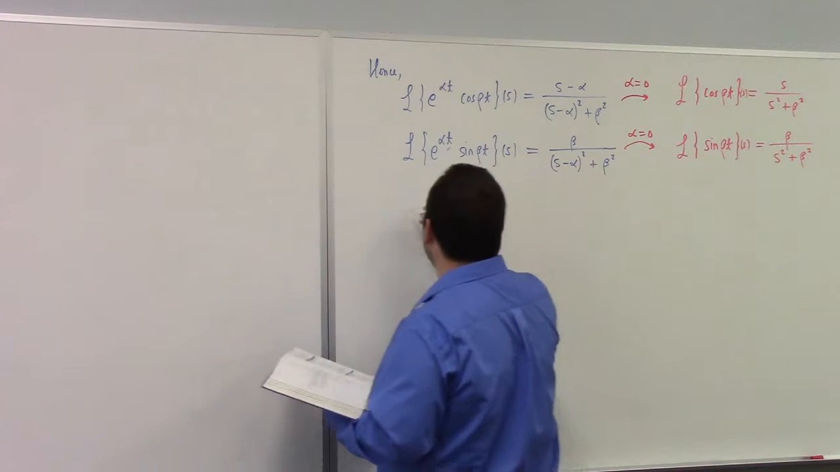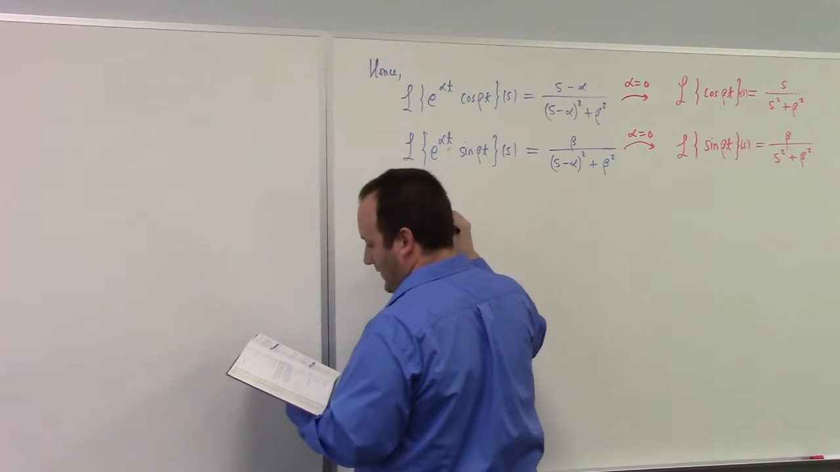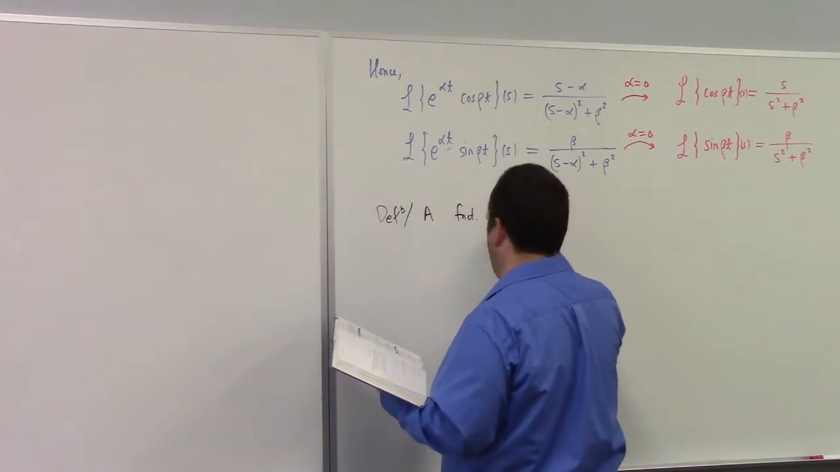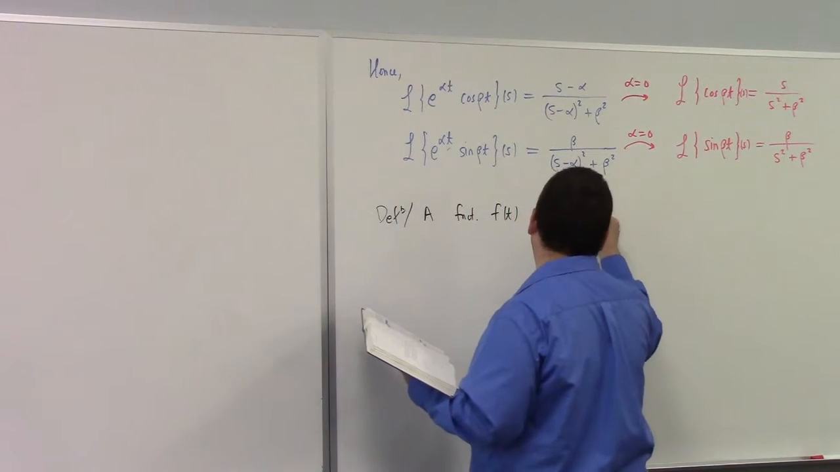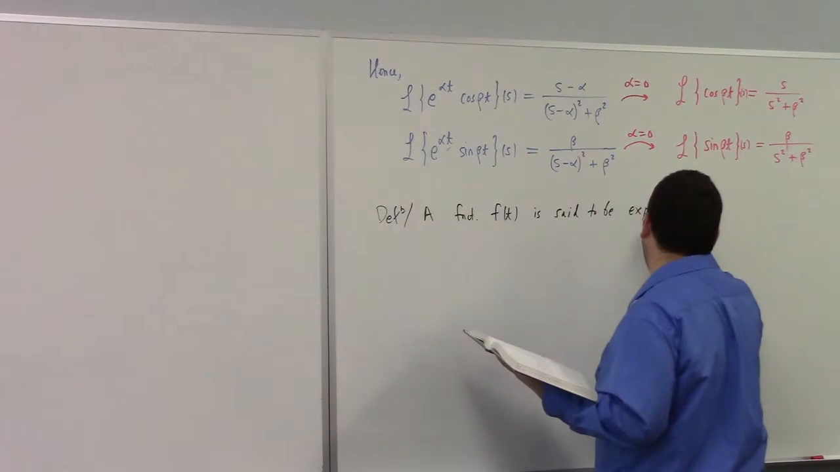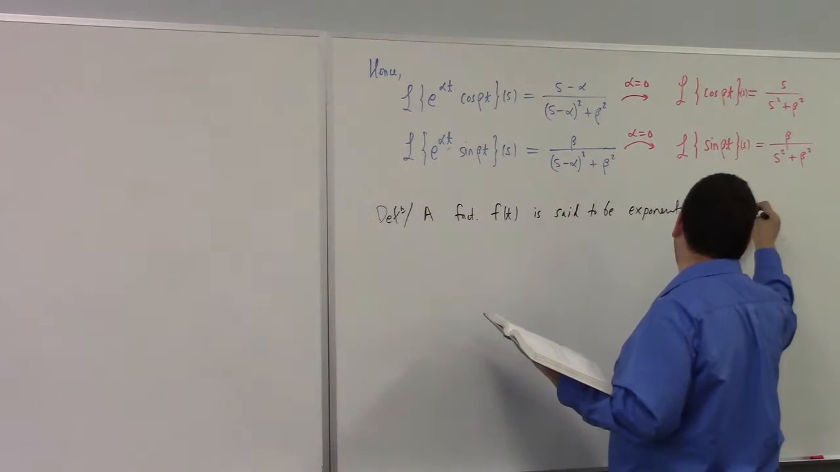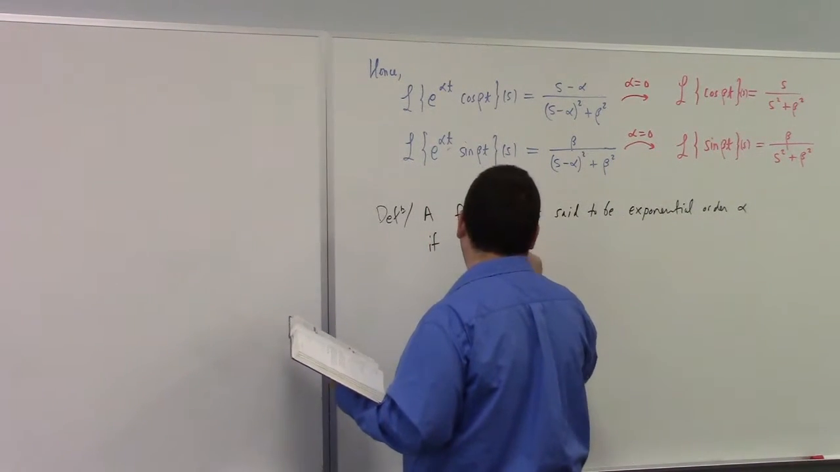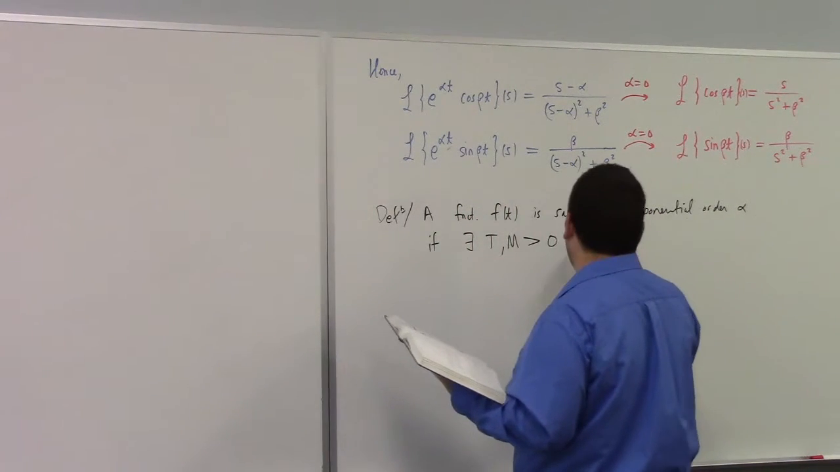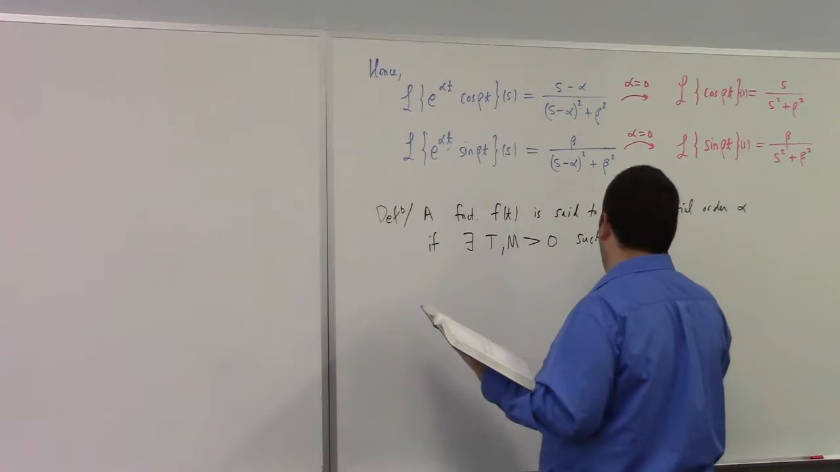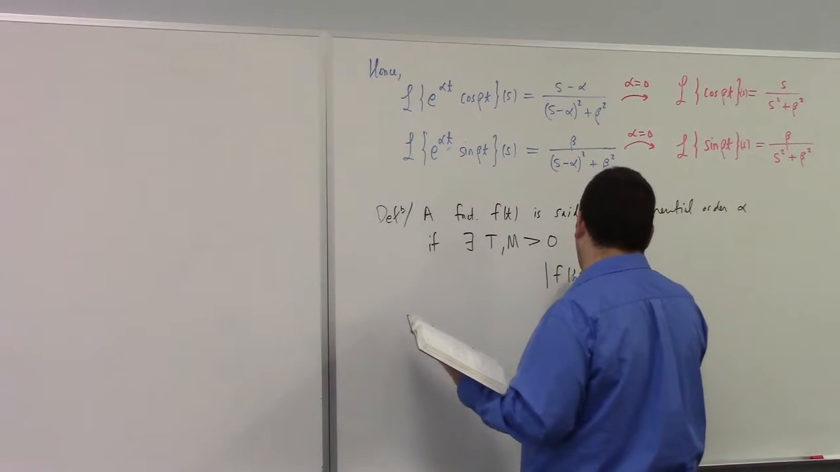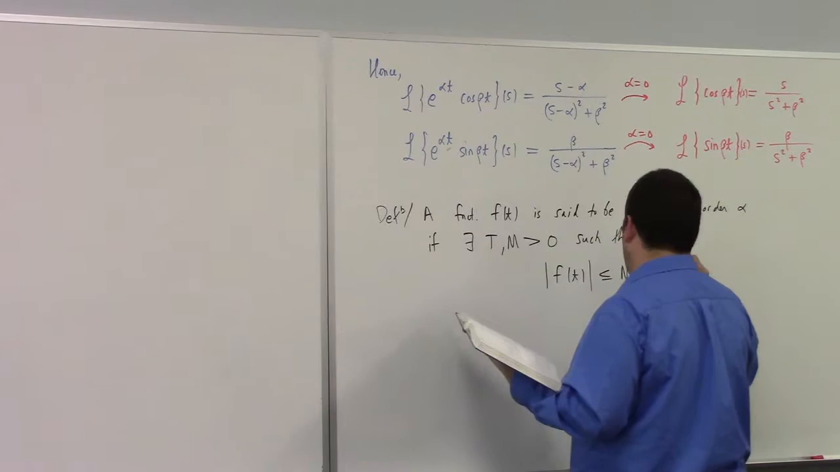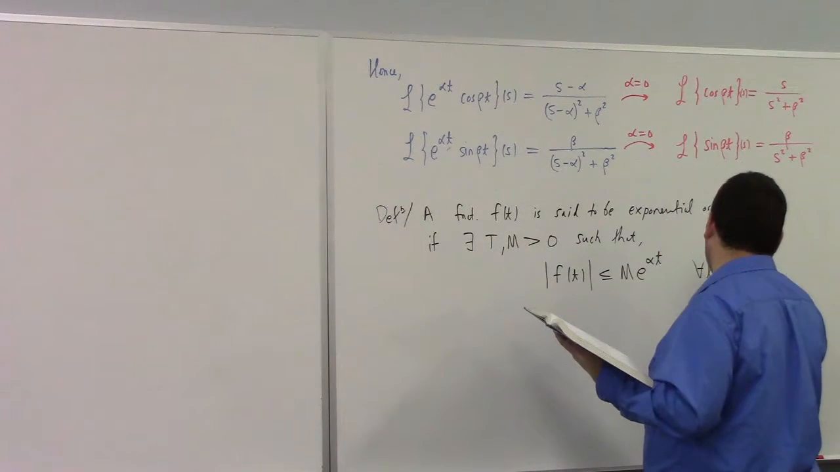So, anyway, definition. A function f of t is said to be exponential order alpha if there exist positive constants T and M, greater than 0, such that the absolute value of f of t is less than or equal to M times e to the alpha t for all t greater than big T.